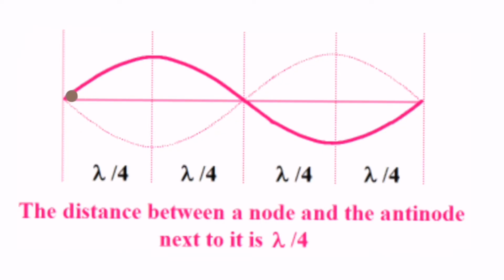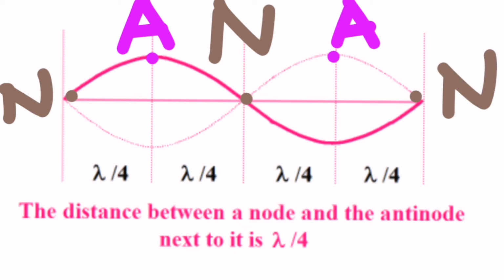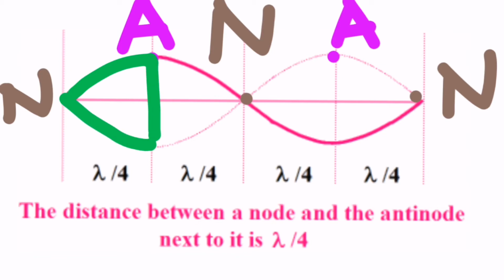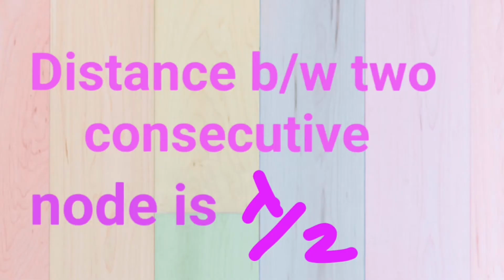Now this is node and this point is the antinode. This point is also antinode over here, and there are 3 nodes here in this diagram. It means the distance from this node to the antinode is lambda by 4. This distance is lambda by 4. Again, if we see this distance from node to the another antinode, it is lambda by 4. Okay. The next point, the distance between two consecutive nodes is lambda by 2.